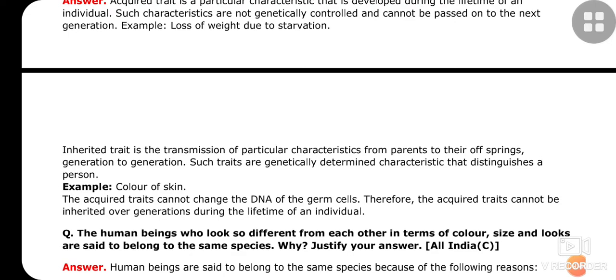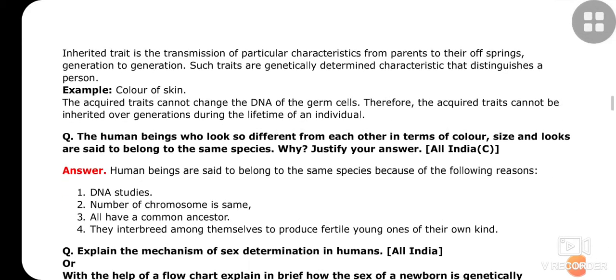The acquired traits cannot change the DNA of the germ cells. Therefore, the acquired traits cannot be inherited over generations during the lifetime of an individual. Okay?